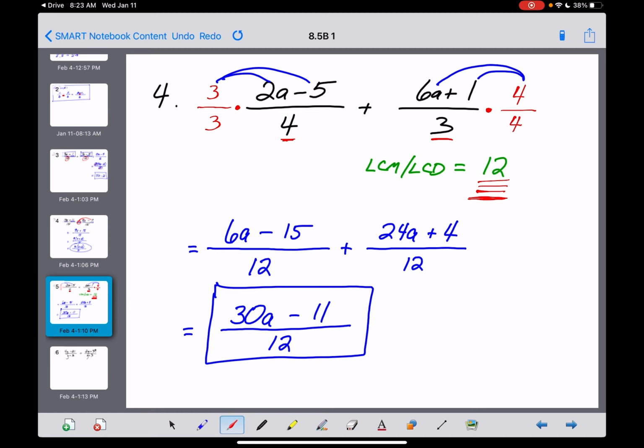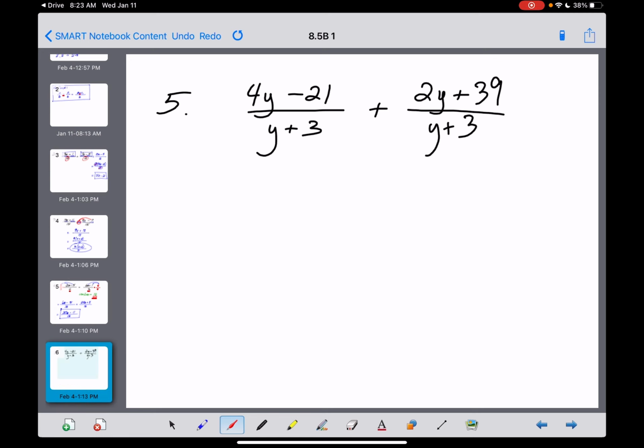Okay, so that's how you would add two fractions here that have unlike denominators. You need to get their common denominator. And let's look at this guy right over here. Yeah, so let's take a look at this one. We've got 4y minus 21 all over y plus 3, and then plus 2y plus 39 all over y plus 3 as well.